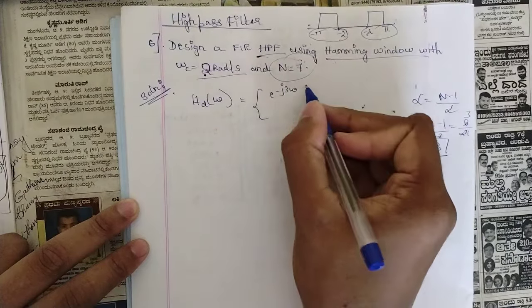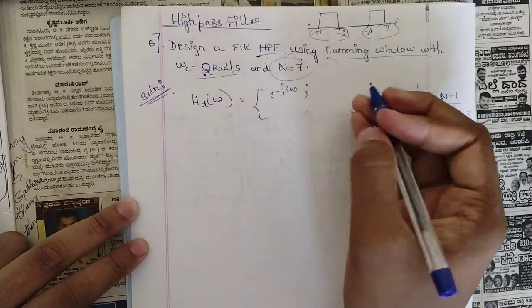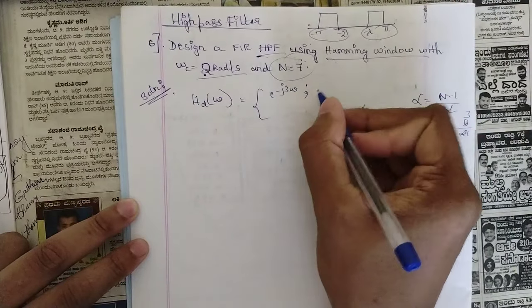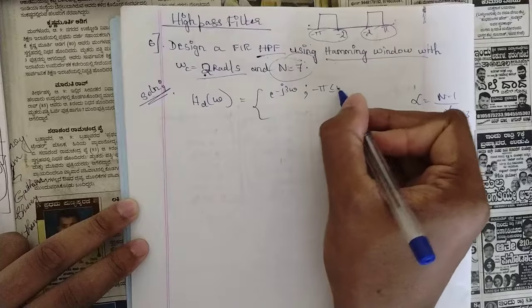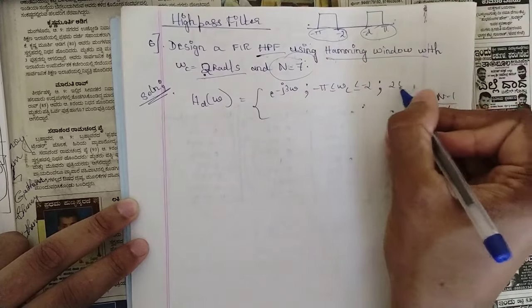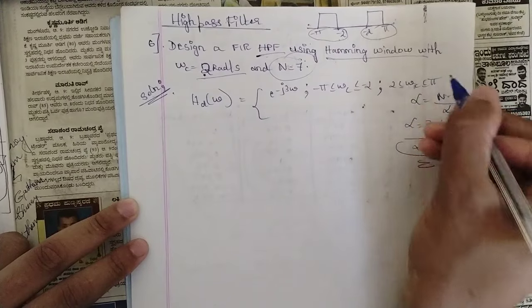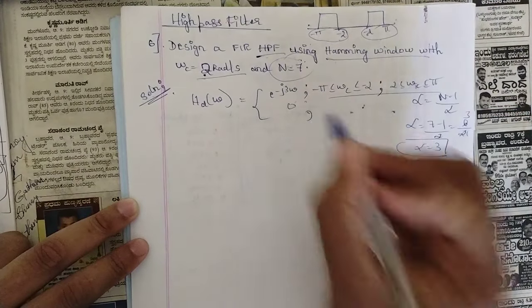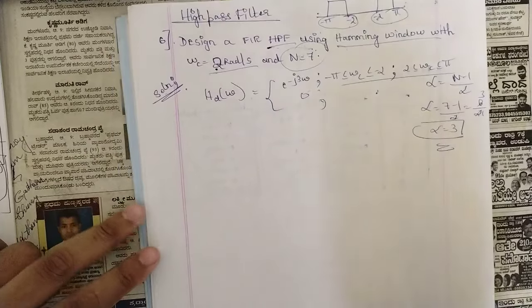Now the limits are two different limits: one limit is from minus pi to minus 2 and one more limit is from 2 to pi. The other side is 0, since we are using a high pass filter.